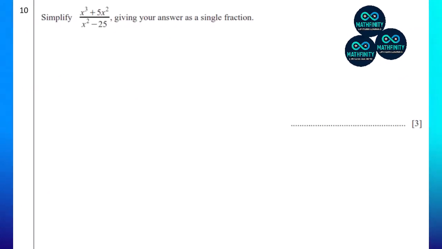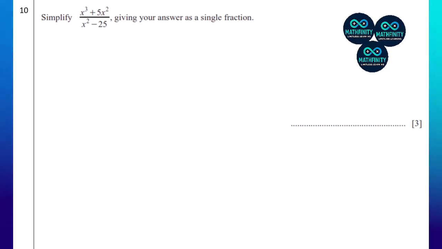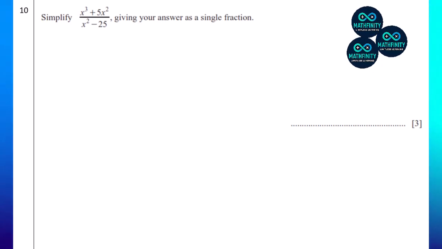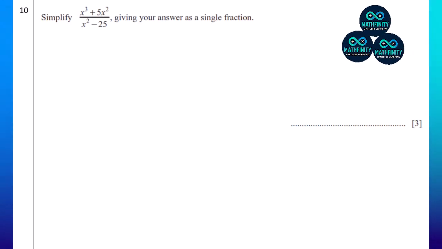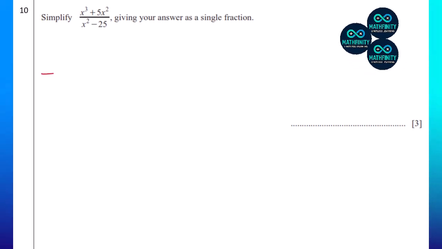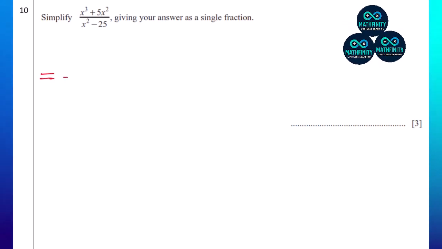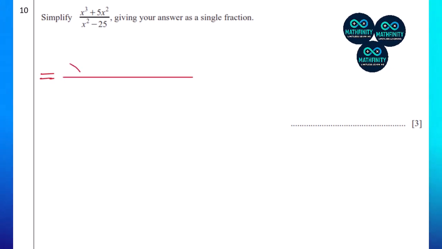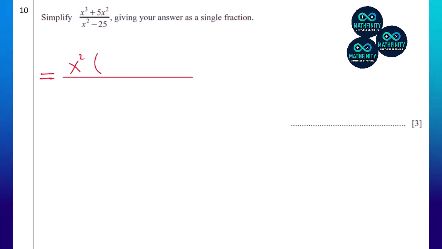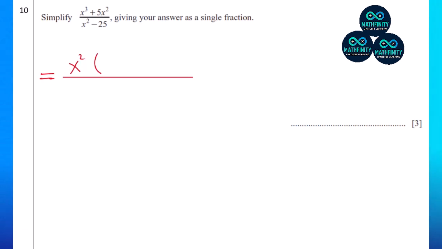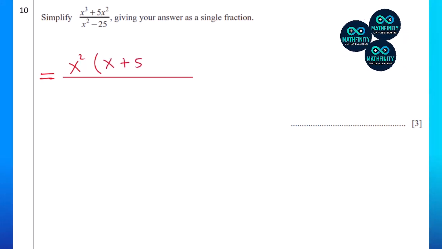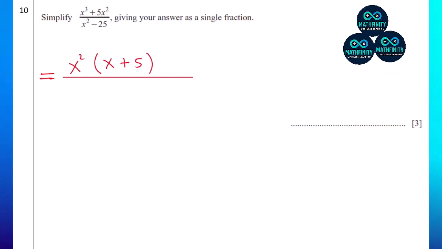Question number 10. Simplify x cube plus 5x square over x square minus 25, giving your answer as a single fraction. It's the same. We will deal separately with the numerator and denominator. In the numerator, I observed that there are two terms, so we can see what is common between them. X square is common because you have to take the least power outside. And what is the least power of x in the numerator? Square. We took it outside. So what is left here? X plus 5. In the denominator, there is no common factor.